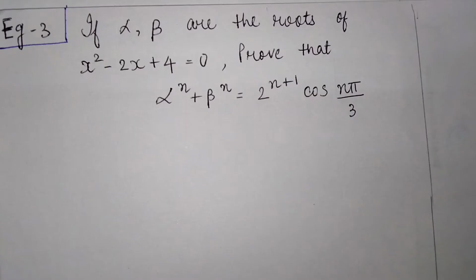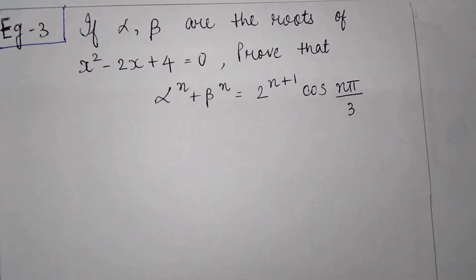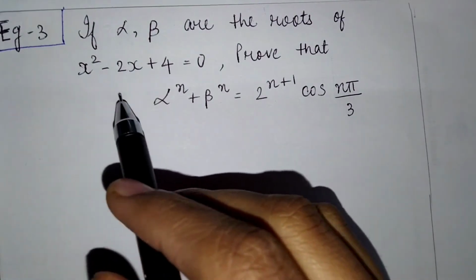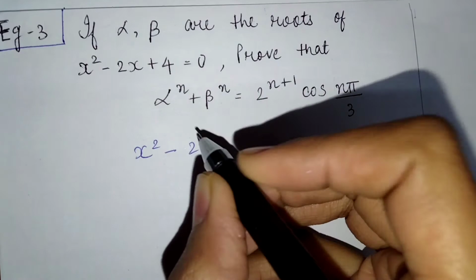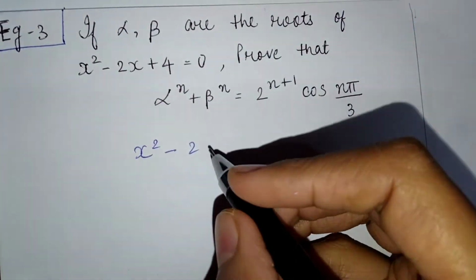Okay? So next, example 3. If alpha and beta are the roots of x square minus 2x plus 4 equal to 0, then prove that alpha raised to n plus beta raised to n is equivalent to 2 raised to n plus 1 into cos n pi by 3. Okay, for this we have this quadratic equation x square minus 2x plus 4 equal to 0. So if we solve it, then we will get alpha and beta as the roots.